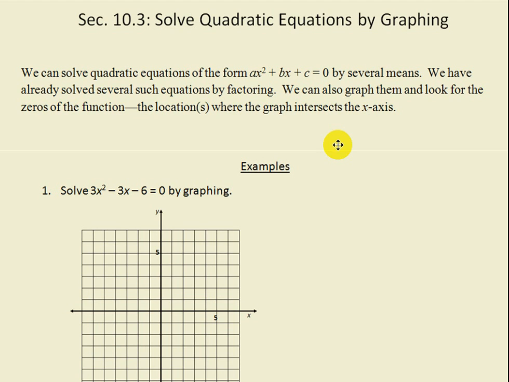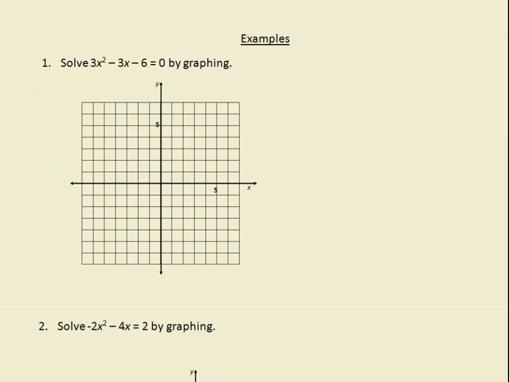In section 10.3, we continue to look at quadratics, and now we're going to look at another way to solve equations. So if we have an equation like this, ax squared plus bx plus c equals 0, we've already looked at equations like this in different ways to solve them. Now we're going to look at solving them by graphing. And so the idea here is that we're going to graph them, and then we look for where the parabola will cross the x-axis. So that will be the 0 or zeros of the function. Very commonly you'll see two of them. So let's see how this works.